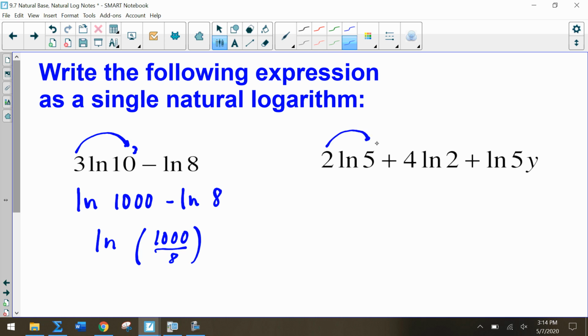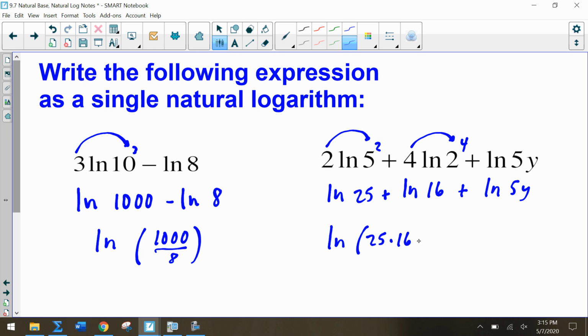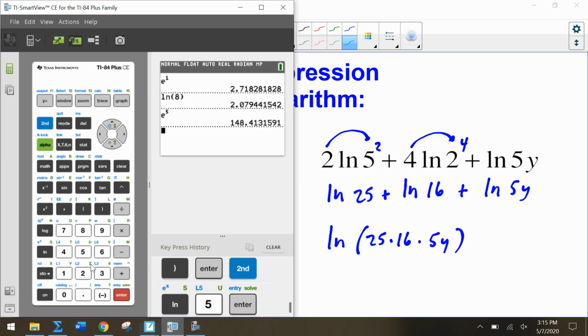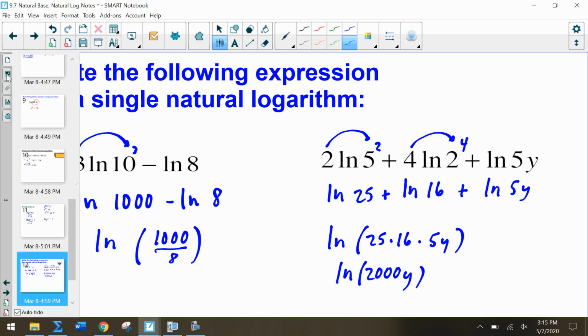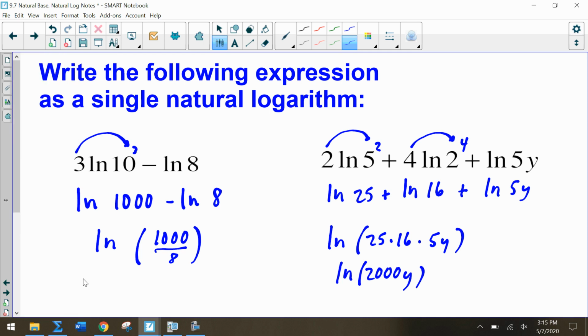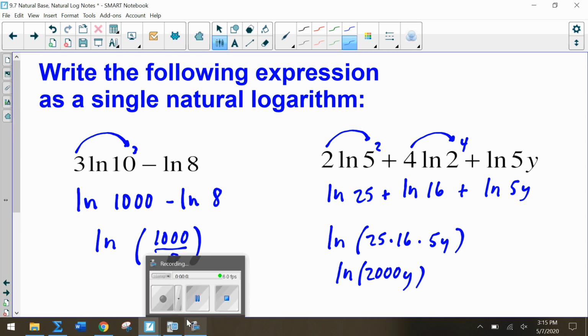For this one, we can shift that 2 to the exponent, that 4 to the exponent. So I have ln of 25 plus ln of 16 plus ln of 5y, and we can now combine all of those. Okay, so 25 times 16 times 5. So use these properties of logs and get used to seeing ln and e in the problem.